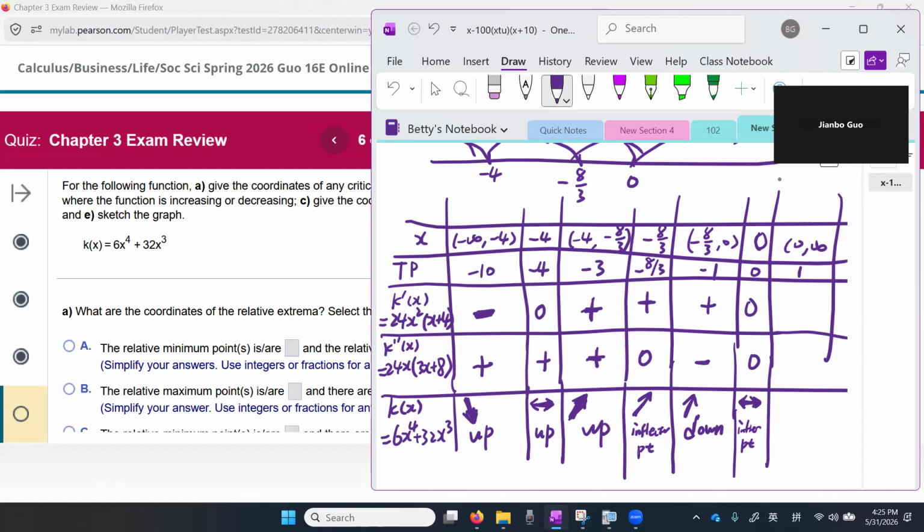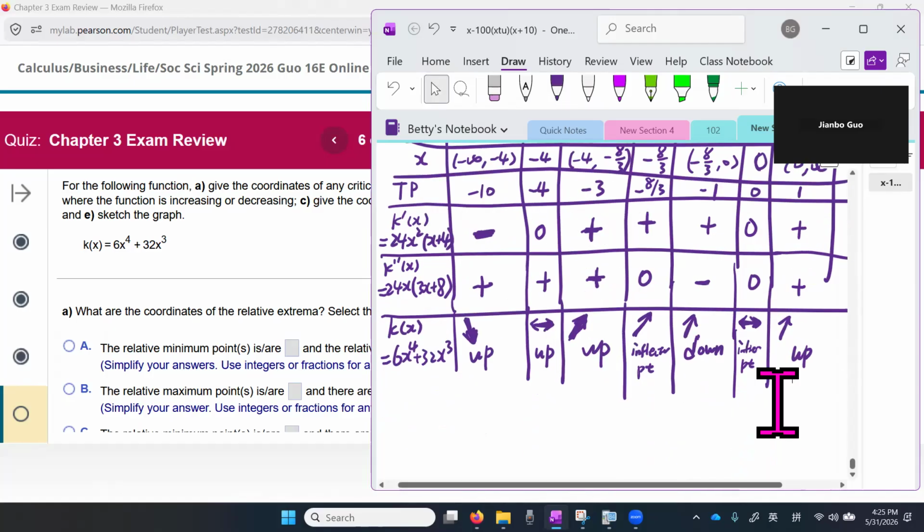When x equals 1, positive, so it's increasing, and concave up. Concave up, concave down, and concave up.